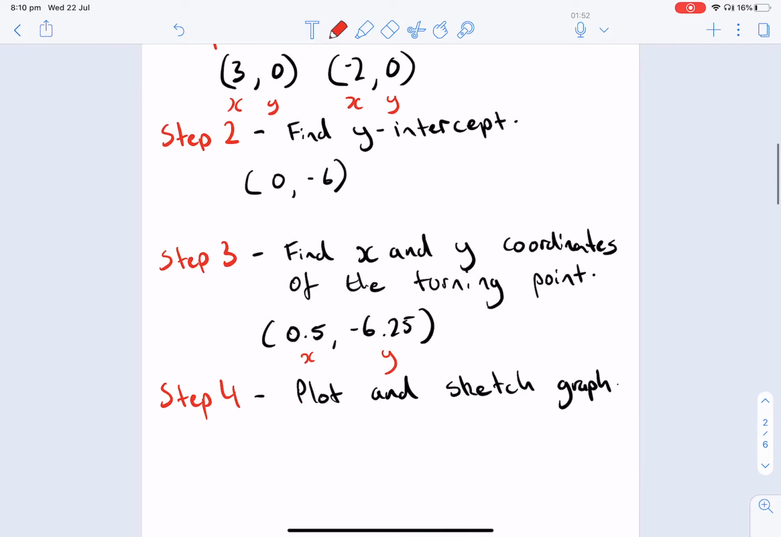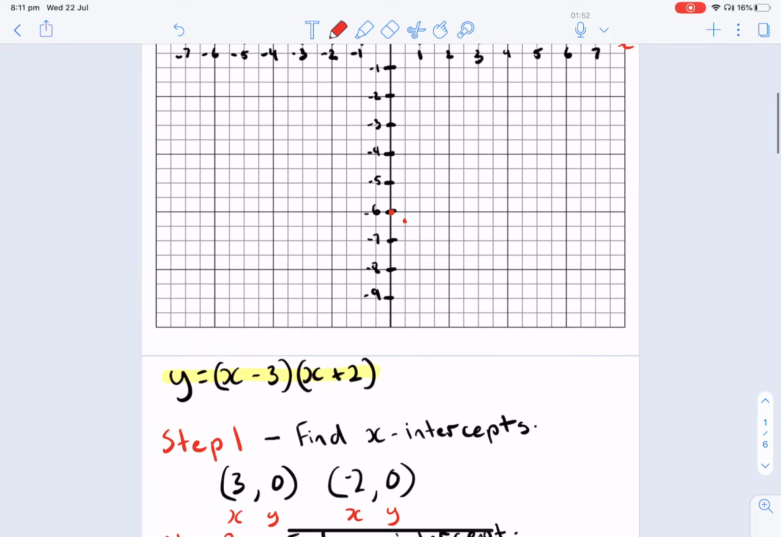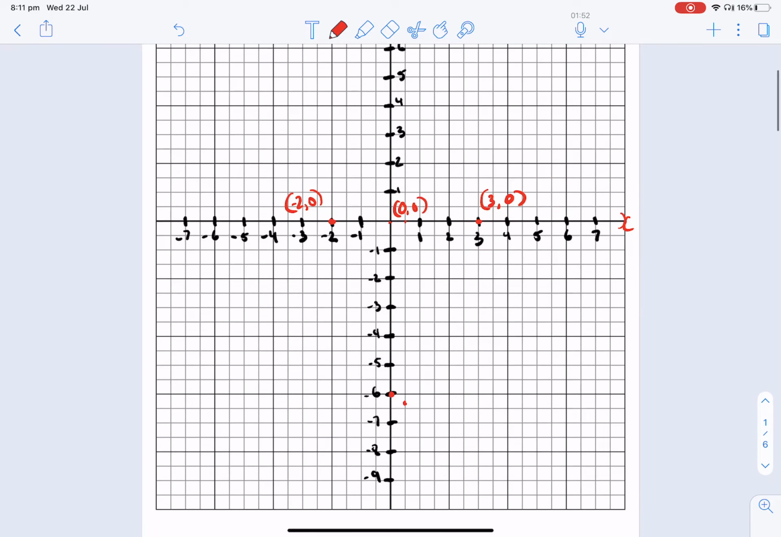So now that we've plotted our 4 points, we've got our 2 x-intercepts, our y-intercept, and our turning point. You can sketch this. Not a real strong point of mine sketching, but we'll try and make this look neatish. And that, guys, is something like what our quadratic looks like.